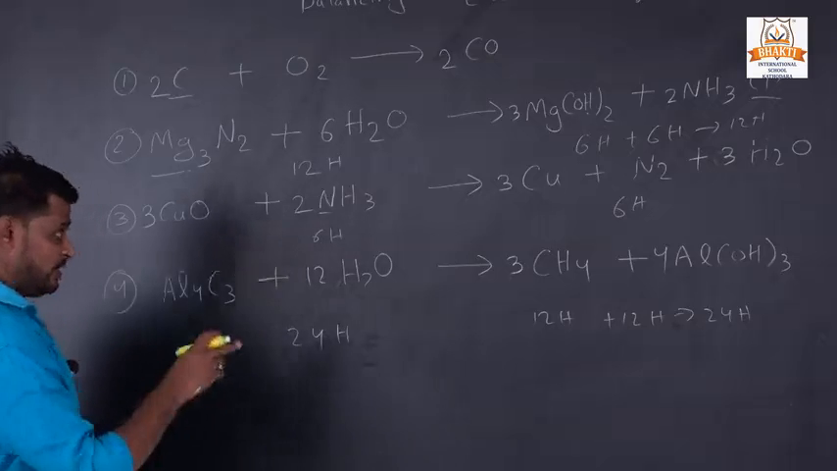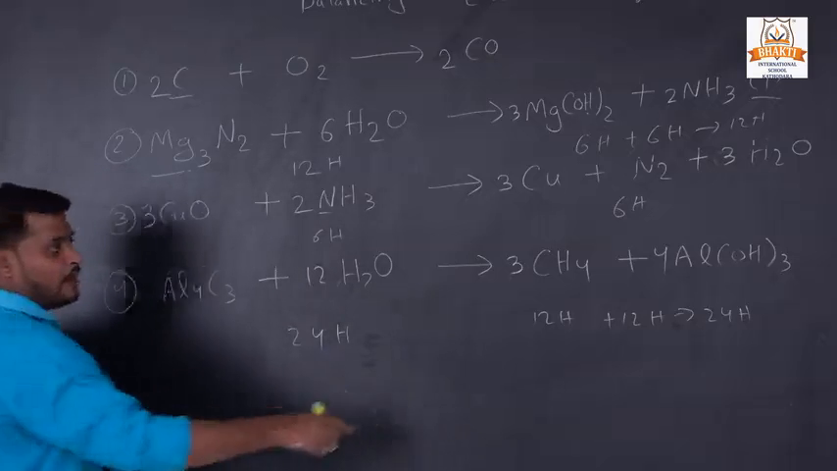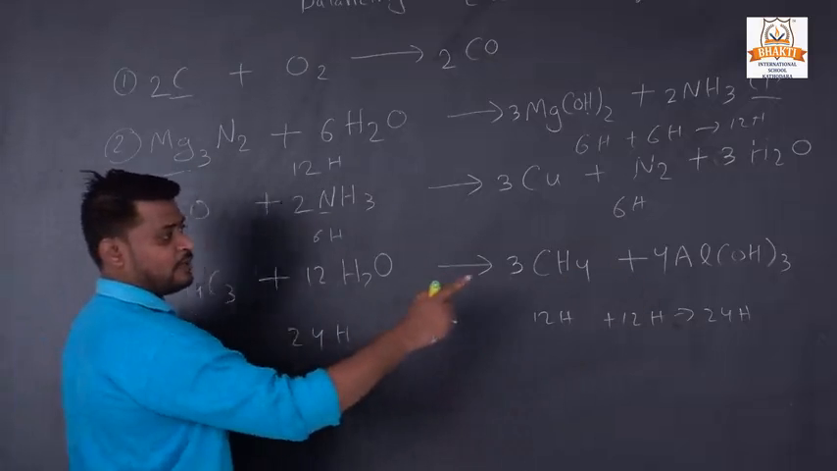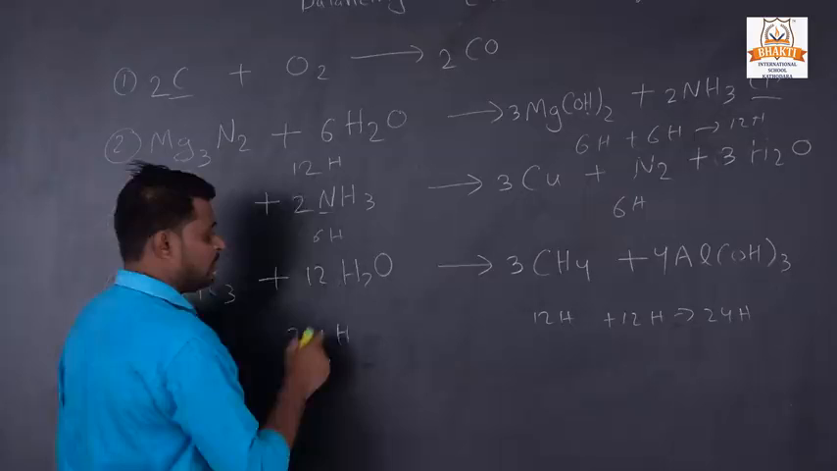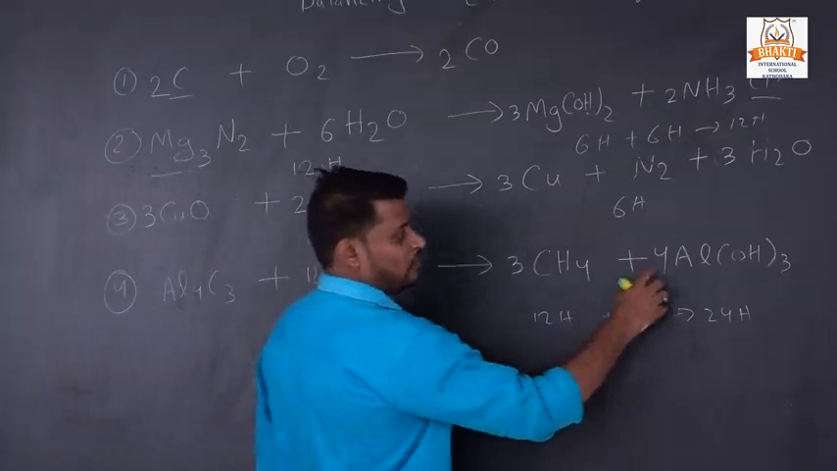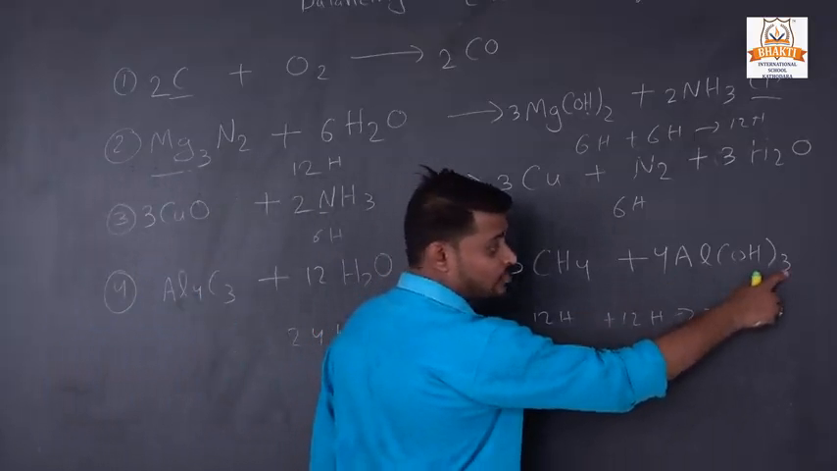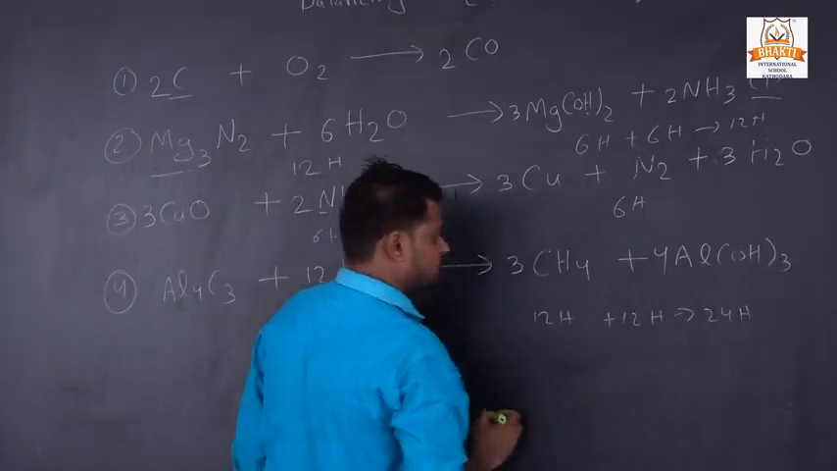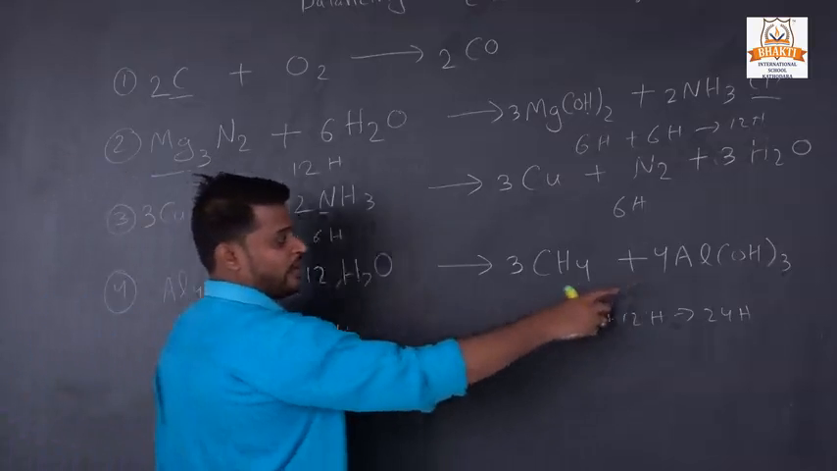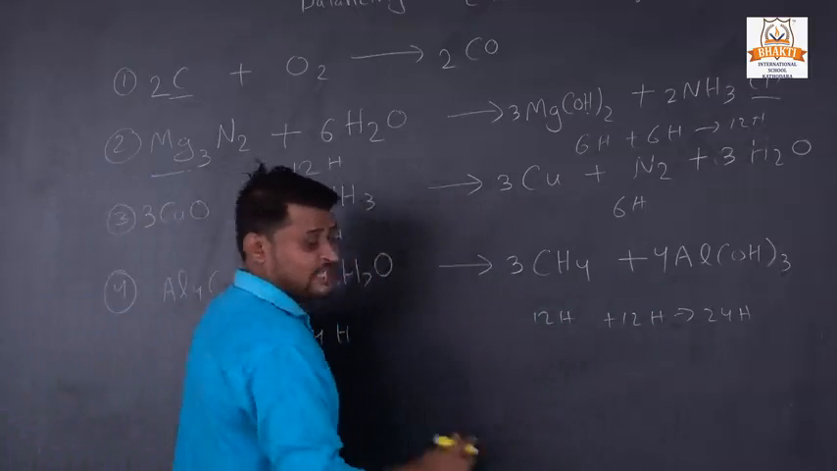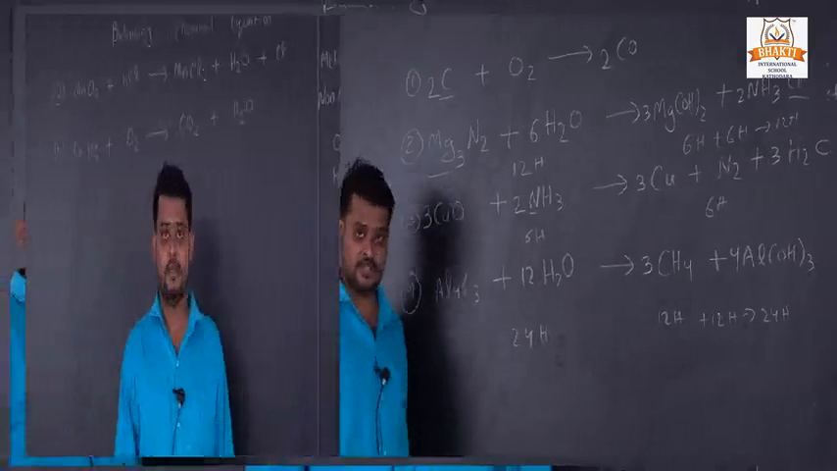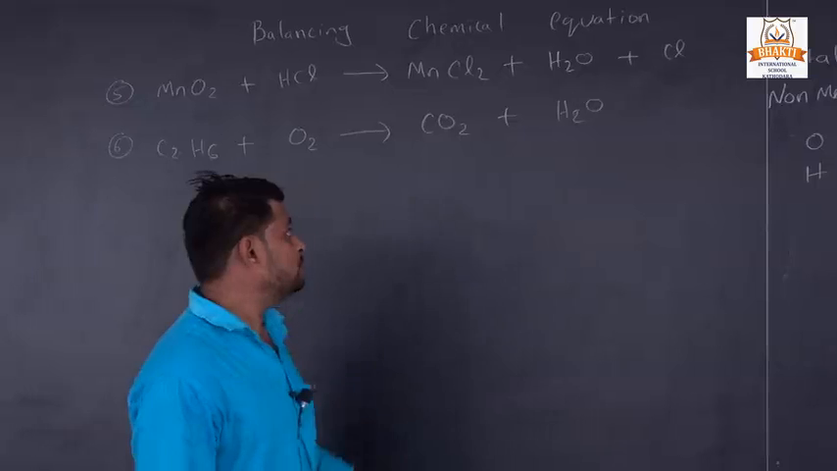So we have to check again. Aluminium 4, aluminium 4, carbon 3, carbon 3, but here oxygen 12 and here oxygen 12. So hydrogen 24 and hydrogen 24, means these equations are also completed and balanced. Now this is our fifth example.